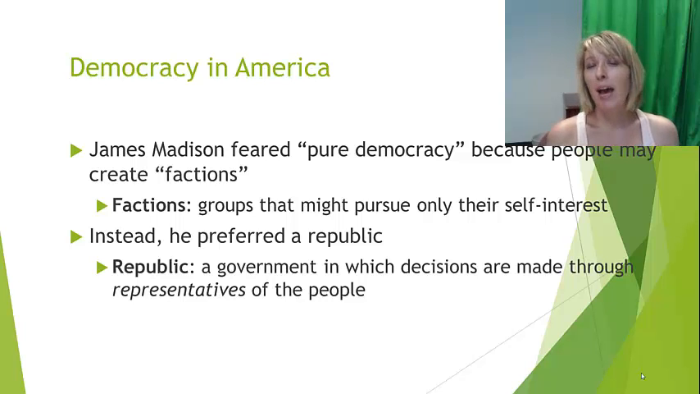So for Madison, one of the ways around this is the idea of a republic, which is a particular type of democracy and should not be confused with Republican, the political party. A republic is just a representative democracy. It means that instead of voting on every single bill we're trying to pass, we elect representatives, and those representatives in turn make the decisions on the bills.